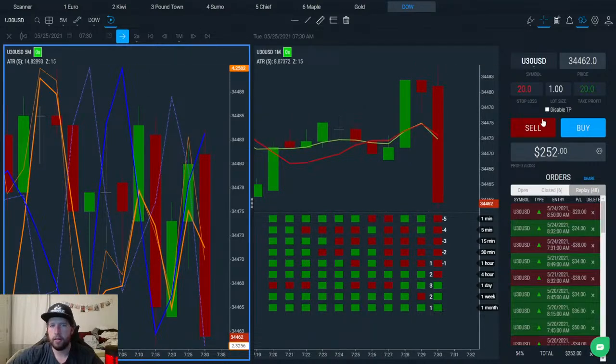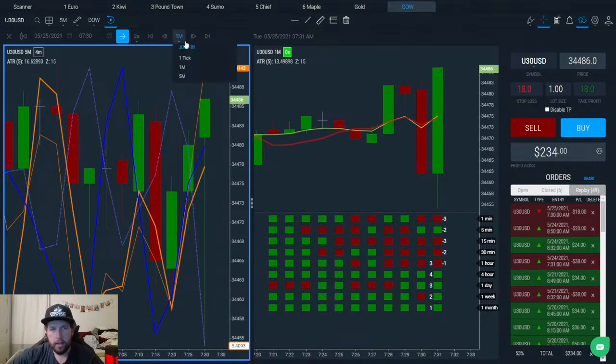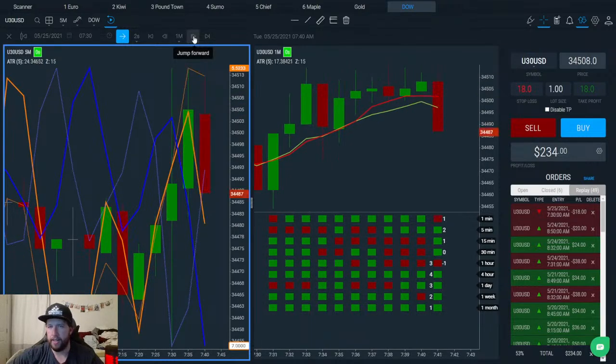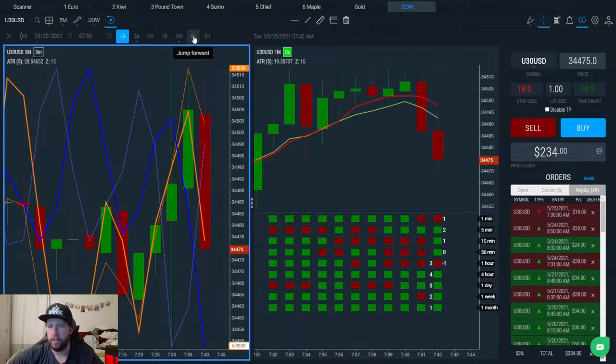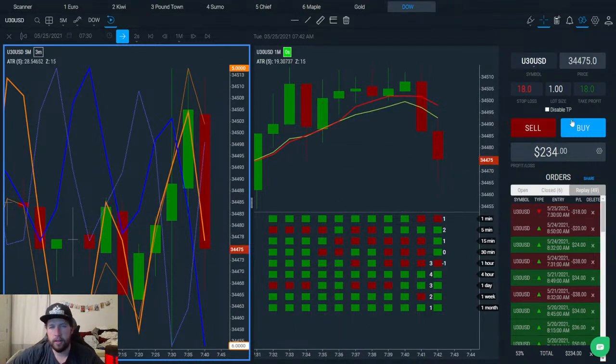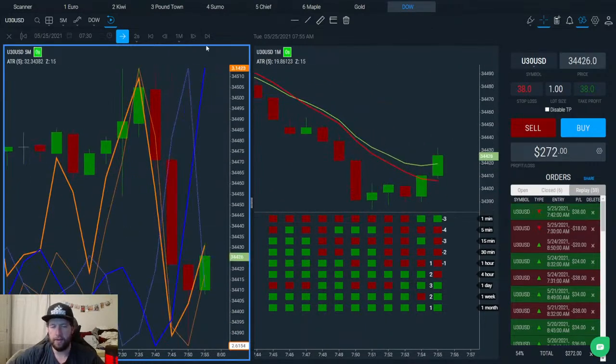That's a sell. Oh, quick loss. Like I said, right when the market opens on the Dow, it can do some pretty crazy, violent movements. Got a sell here. Still at 53% win. Still making money. 54 now.